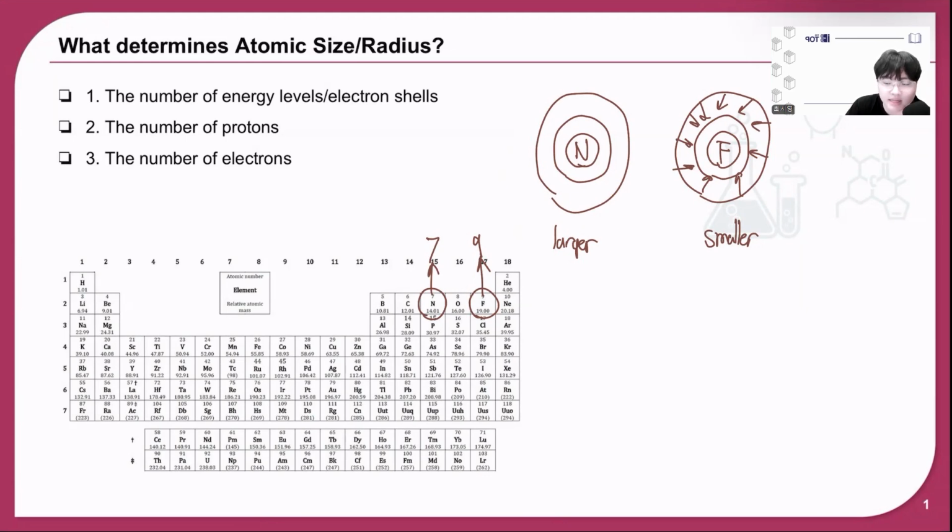If the two atoms that we are comparing have a different number of energy levels, then we don't even have to consider the number of protons or the number of electrons. We just have to look at the number of energy levels. We consider the number of protons only when the two atoms that we are comparing have the same number of energy levels.